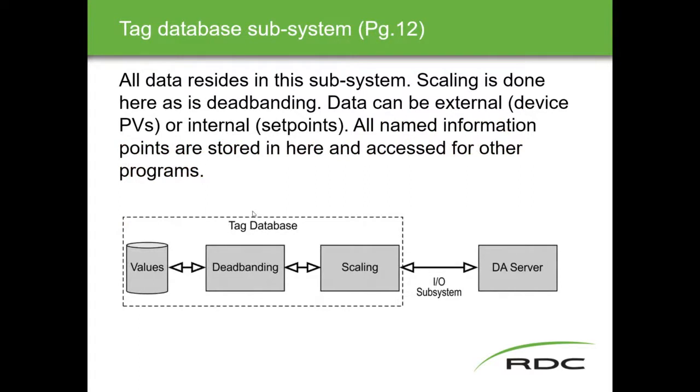Okay, the tag database subsystem here. So the data acquisition server here resides in between our control system and our HMI, which would be actually way over here. The IO subsystem contains all the values that we're measuring, and allows us to do different functions, scaling, etc. All the data resides in the tag database subsystem. Scaling is done here. Data can be external, such as device process variables, or internal data, such as set points that you had set up in a window on the HMI. All named information points are stored in here and accessed for other programs.